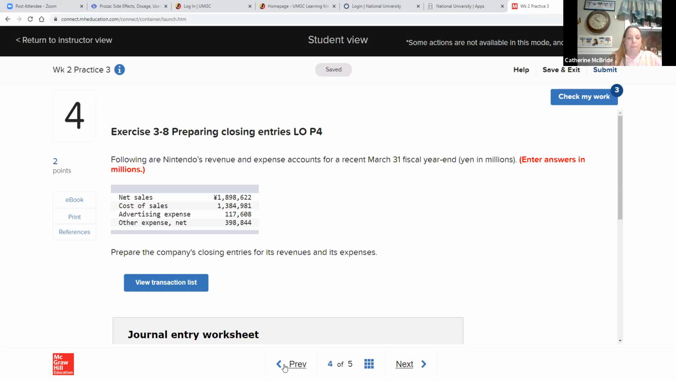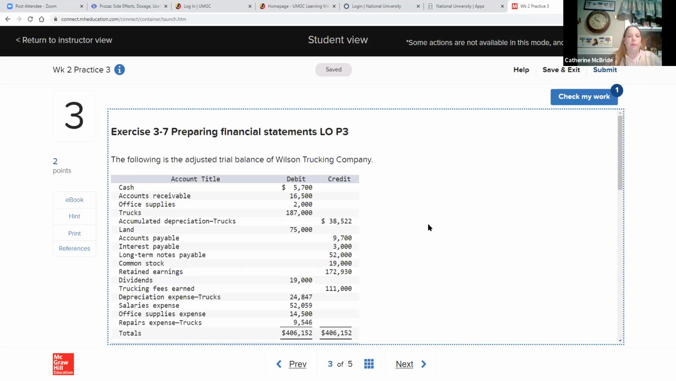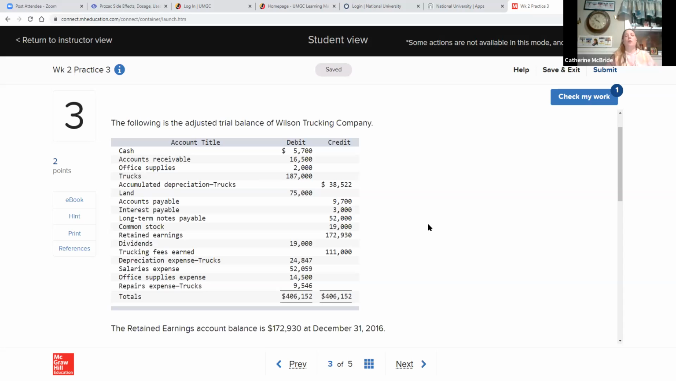Okay, closing entries. Last thing I need to explain to you. I'm going to use this to explain closing entries, and then you pretty much have everything you need.